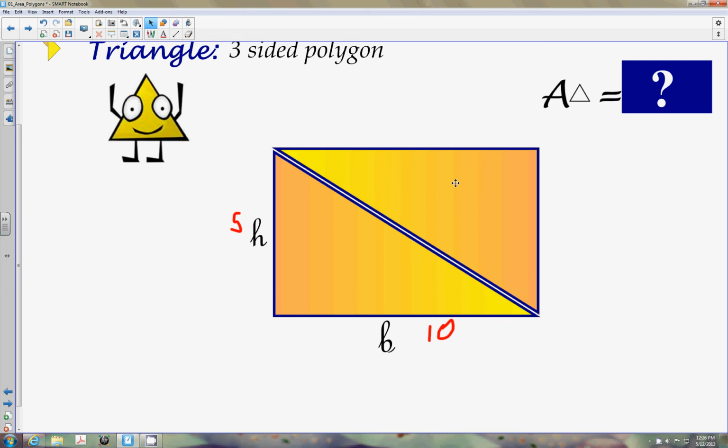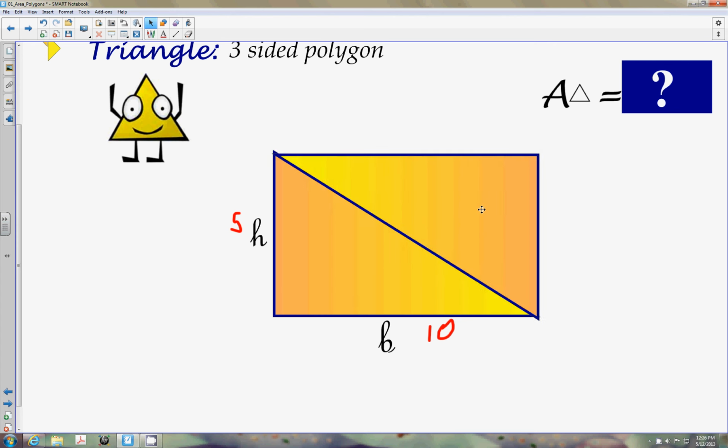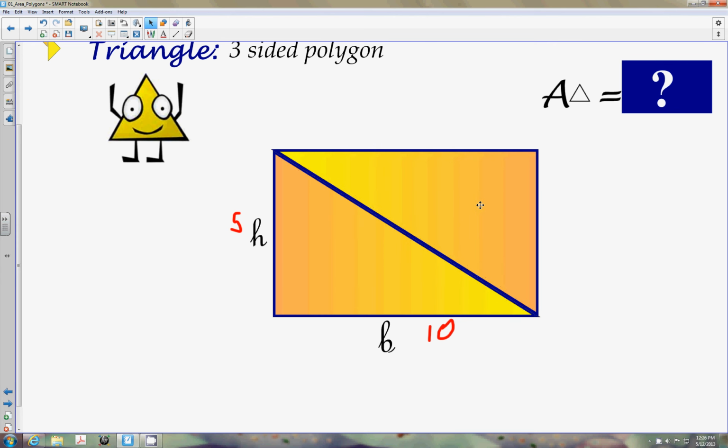If I only want half of this rectangle, how can I change the formula? I'm not going to tell you. All right, but here's what I will do. I'll give you some hints.